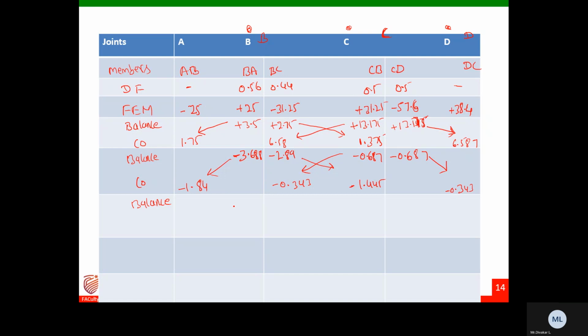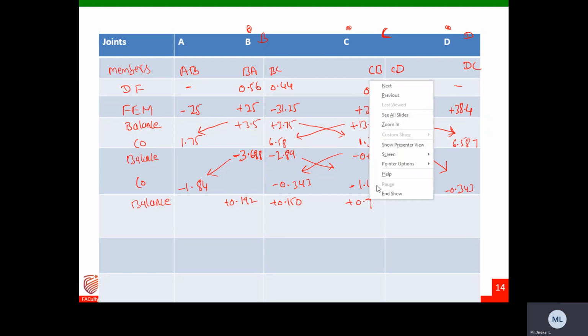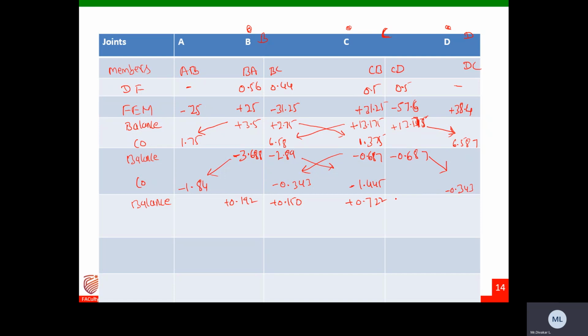Here you will get plus 0.192, plus 0.150, here plus 0.722, plus 0.722. Guys, please, I already explained how to do the balance. Summation of the moments, multiply with the distribution factor, change the sign, write down the values. Same thing I did it here.